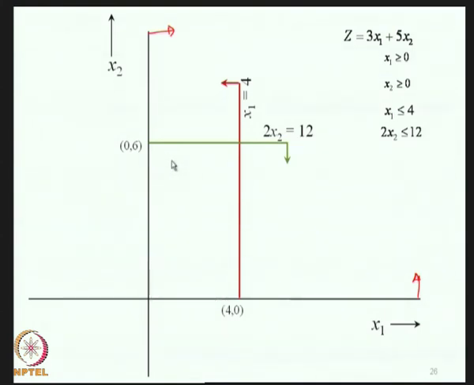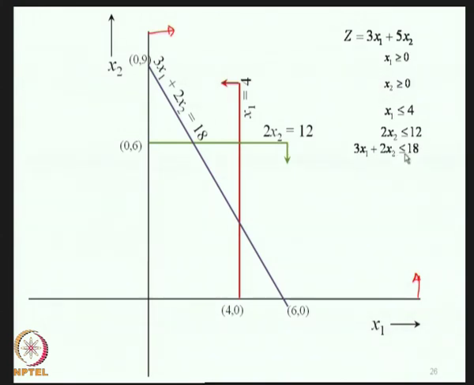Now, we look at the third condition. Third condition is 3x1 plus 2x2 less than or equal to 18. Now, 3x1 plus 2x2 less than or equal to 18 is this line. How do I draw the line? I put x1 equal to 0, I get x2 equal to 9. So, (0, 9) is one point. I put x2 equal to 0, I get x1 equal to 6. Therefore, (6, 0) is another point. So, I join these 2 points. By joining these 2 points, I draw the line 3x1 plus 2x2 equal to 18.